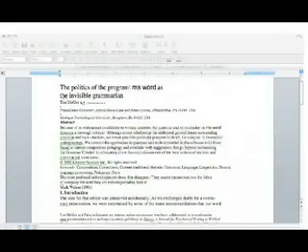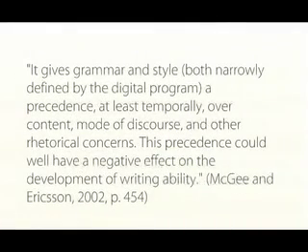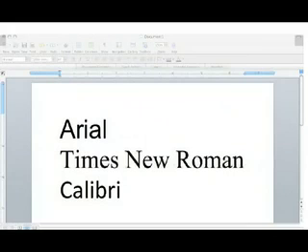The first issue is that student writers may begin using spell and grammar check as a crutch, knowing that their spelling and constructions need not be perfect because this invisible grammarian will take care of it. And I want to note that that's not necessarily a bad thing. Maybe students shouldn't be worrying about the rules as they're in the invention process. However, another way of looking at this as a potentially bad thing is by authors Mickey and Erickson, who give us this quote: "It gives grammar and style, both narrowly defined by a digital program, a precedence, at least temporarily, over content, mode of discourse, and other rhetorical concerns. This precedence could well have a negative effect on the development of writability." And I'll get to exactly what some of those possibilities may be.